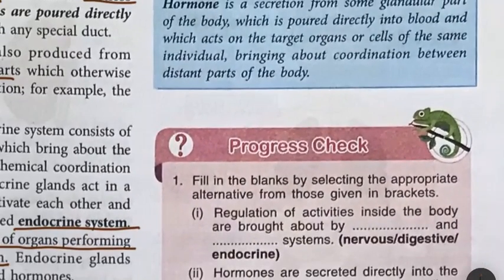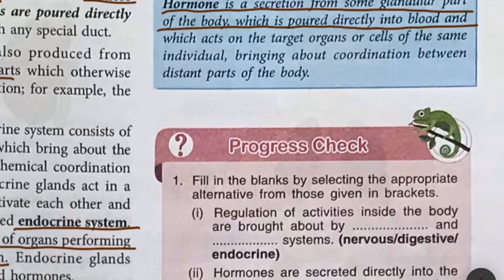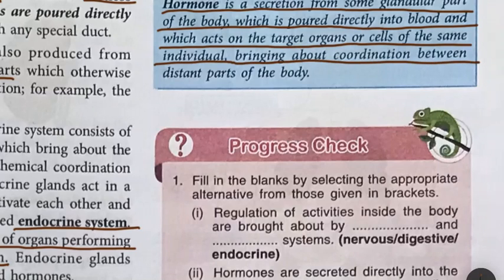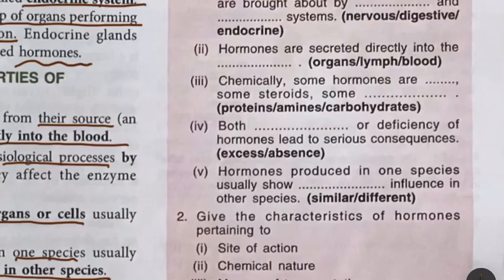So to define a hormone, a hormone is a secretion from some glandular part of the body which is poured directly into the blood and which acts on the target organs or cells of the same individual, bringing about coordination between distant parts of the body.